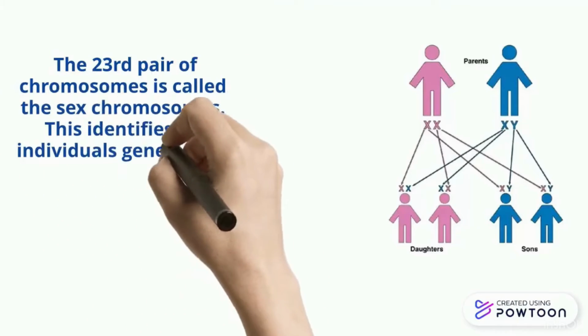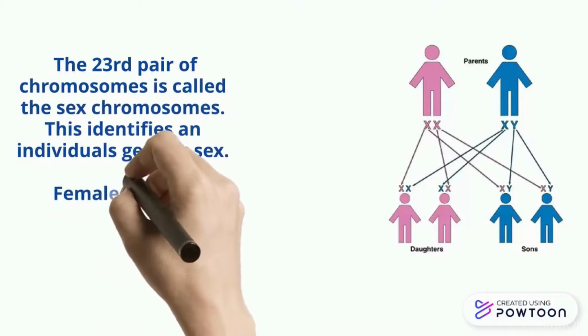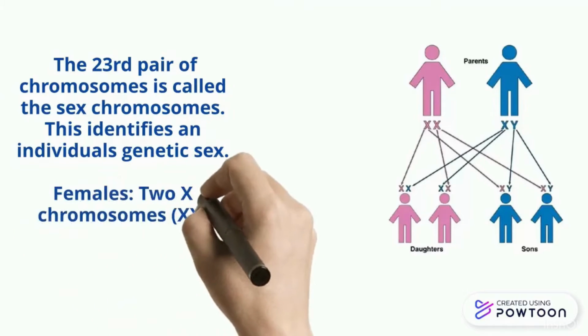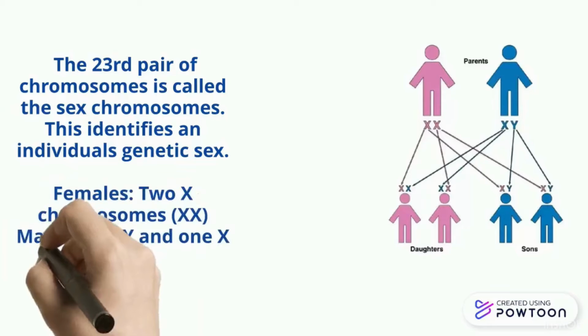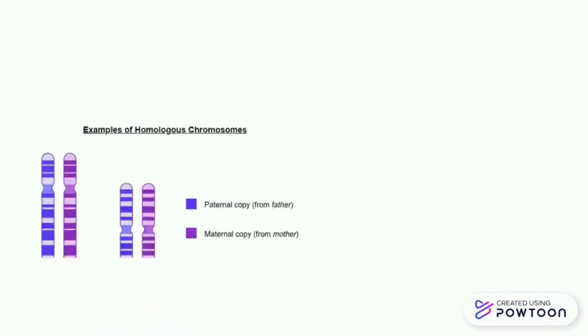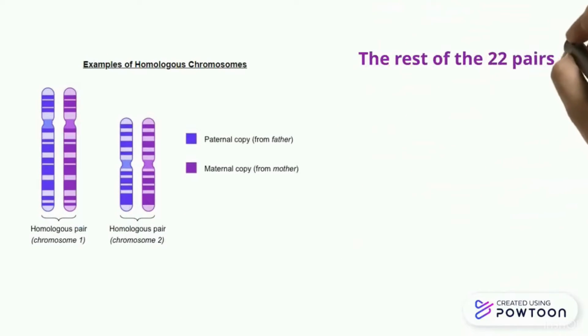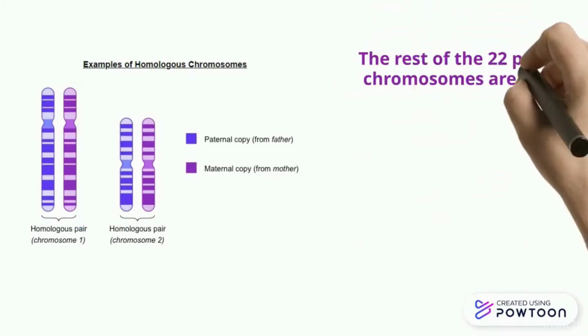Since the mother can only give an X chromosome, the father determines the sex of an infant. The sex chromosomes are always counted as pairs, even though X and Y are not similar. The rest of the 22 pairs of chromosomes are considered as autosomes. Autosomes are any chromosomes that are not sex chromosomes.